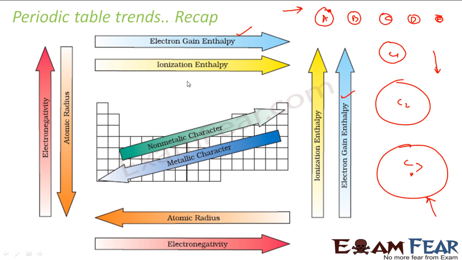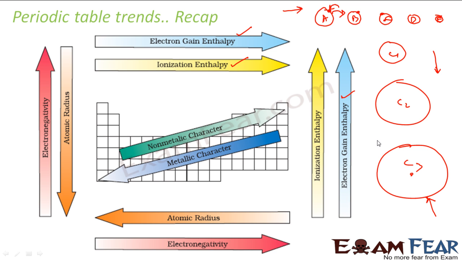Similarly, ionization enthalpy. What is ionization enthalpy? The energy required to pluck electrons. So electron gain enthalpy was to give one electron, ionization enthalpy is to pluck an electron, right? So to pluck an electron, if you go from here to here, the size decreases. So it's difficult to pluck an electron. The moment the size decreases, the outermost valence electron is more in control of the nucleus. It will be difficult to pluck electrons, so it needs more energy to pluck one electron. So the ionization enthalpy will increase.